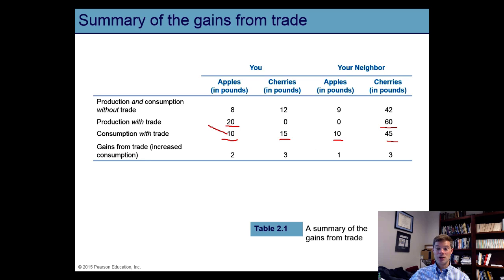This left you better off by 2 pounds of apples when we compare your consumption with trade to your consumption without trade, and you ended up with 3 more pounds of cherries. Your neighbor ended up with 1 more pound of apples to consume and 3 more pounds of cherries to consume. So this last row shows us gains from trade. It's the additional consumption which you and your neighbor are each able to attain with trade.